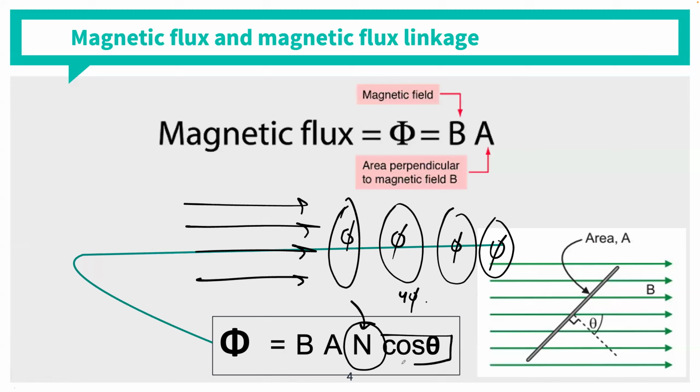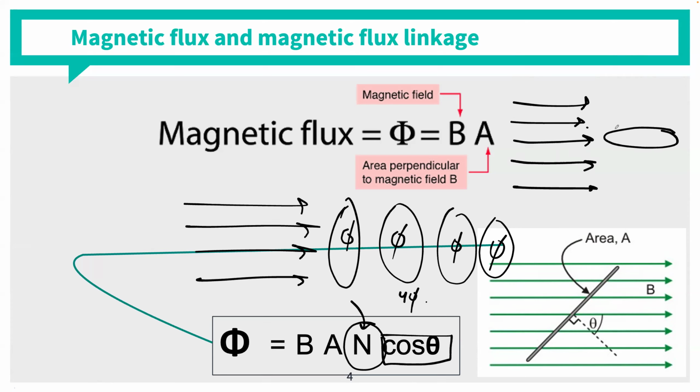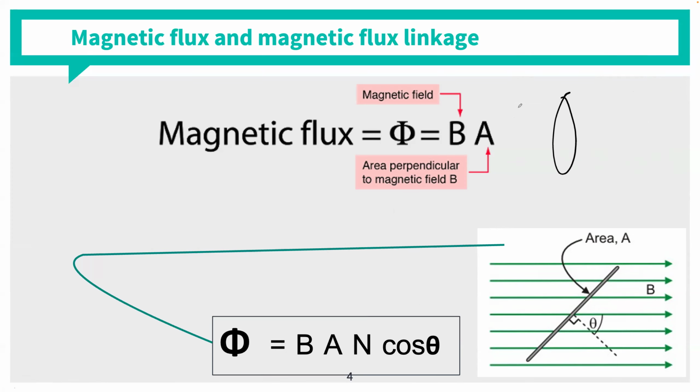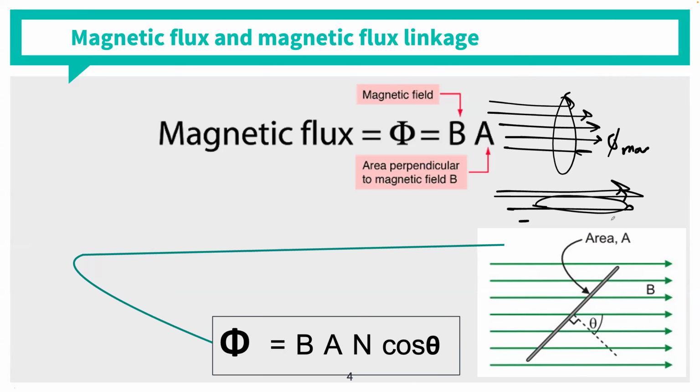And finally, theta is also one of the factors. Means if these are the field lines and I have kept my coil parallel to the field lines, that means none of the field lines are passing through my coil. Passing through means inside. It should go through the loop. So when you place it parallel to the field lines, none of the field lines are passing through the loop, right? So what if I keep the loop perpendicular to the field lines? Then the flux linkage is said to be maximum. If I keep it parallel to the field lines, then we say flux linkage is zero, right?